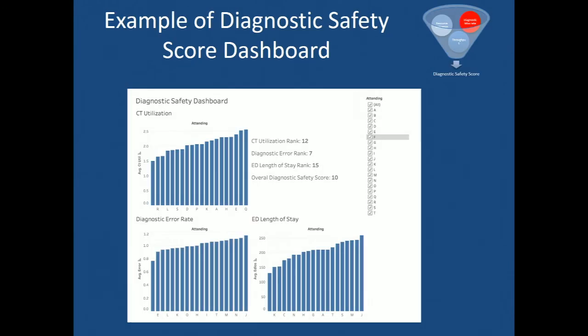So this is just an example of how you would create a potential feedback mechanism for the individual provider. This has 3 different components. There's a CT utilization component, a diagnostic error rate component, and an ED length of stay component. So you get an overall feeling for how that physician is performing for a particular chief complaint or diagnosis. And then you have some type of scoring system, and we haven't really worked out the weighting and everything else that would occur within that to generate some type of score, so that the physician could get an overall sense of their diagnostic safety performance.